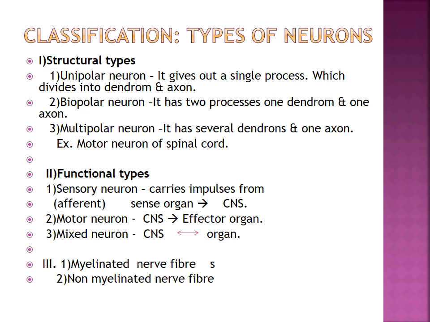The motor fiber carries impulses from the central nervous system to the effector organ where we have to take the action, that is muscles. So it is called a motor neuron. The mixed fibers contain both the sensory and motor parts. The third type is according to the myelin sheath: they are divided into myelinated nerve fibers or non-myelinated nerve fibers.